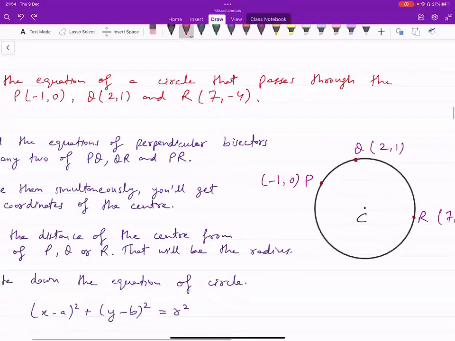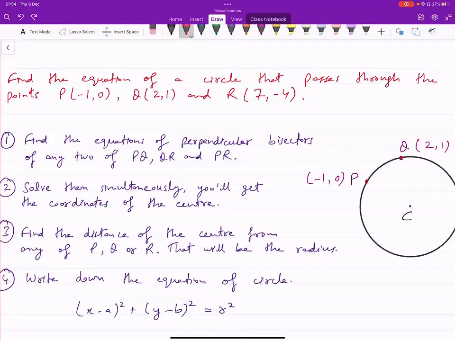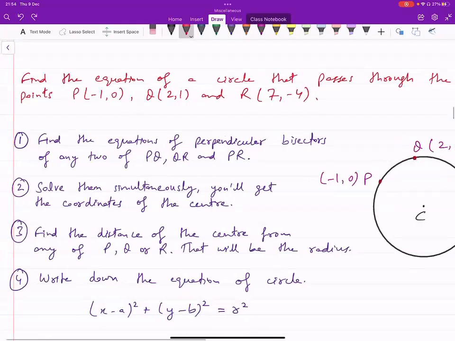Now remember, what do we need for the equation of a circle? We need the center of the circle, उसकी coordinates चाहिए, and we also need the radius of the circle. How do you find the center? We just discussed center जो होता है circle का वो हर chord के perpendicular bisector के ऊपर lie करता है.